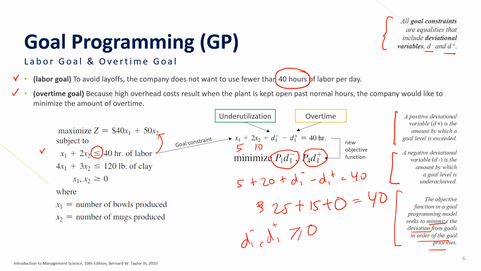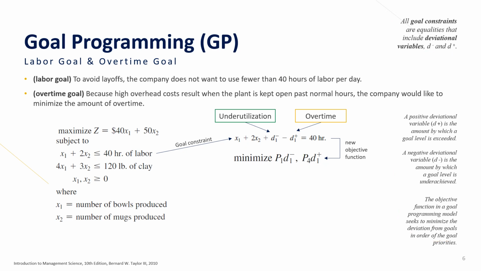Now you will plug this new objective function into the linear programming model, in which we have already started considering the first and the fourth goal constraint in this goal programming approach. Remember, we still have two more goals, and we will formulate them one by one again after this.